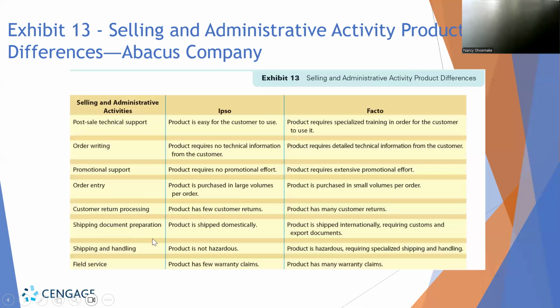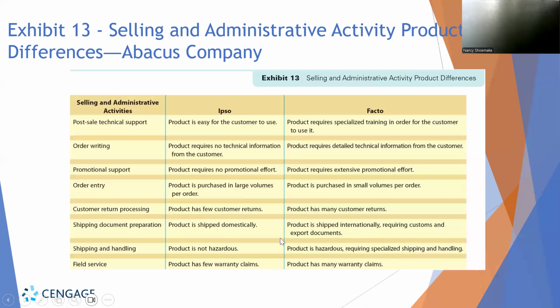Shipping document preparation. This is shipped domestically. This is going through customs. And I guess they just removed the tariffs on China, but you know, nowadays we don't know what the tariffs are going to be anymore, do we? Shipping and handling. This isn't hazardous. This is, I mean, wow. Field service, few warranty claims, many warranty claims.